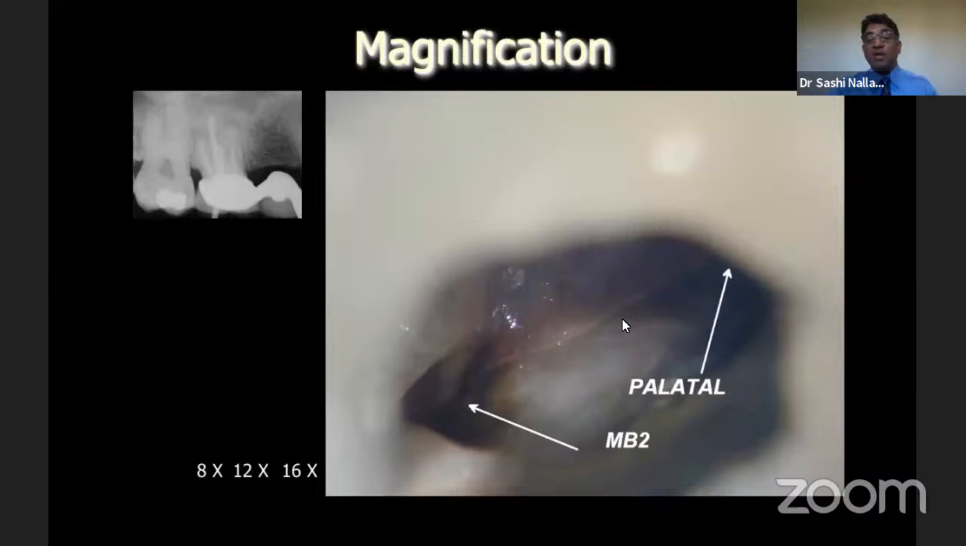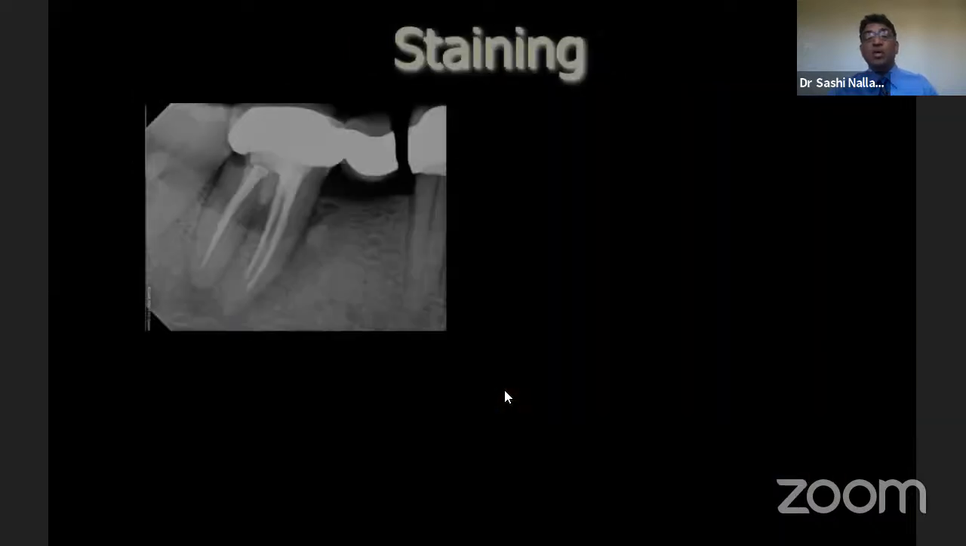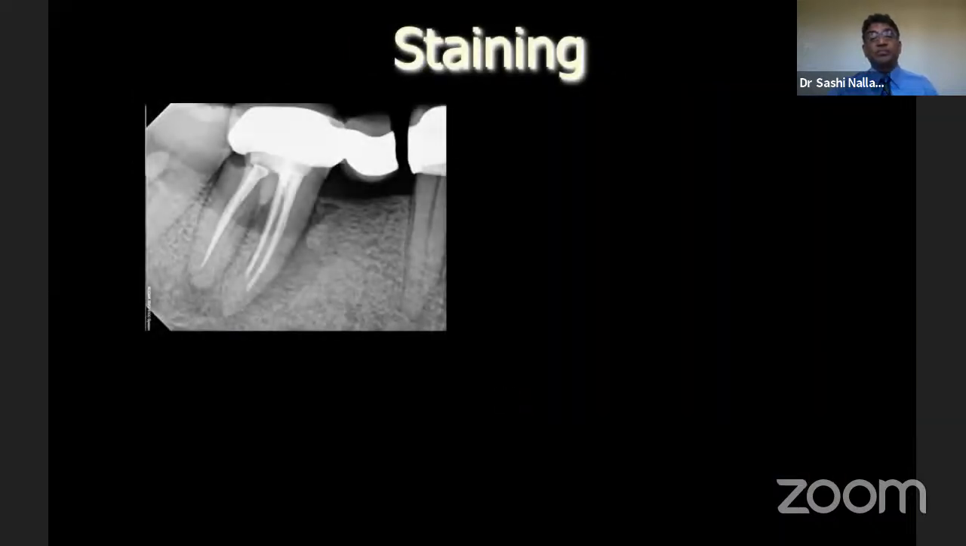If you did not have a microscope and you're not using magnification, these are very hard to find. It's almost impossible to find, because this magnification is 16 times. At 16 times I was able to see this. So that's the importance of magnification.